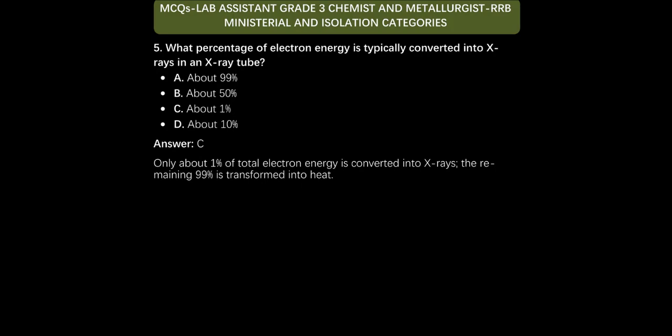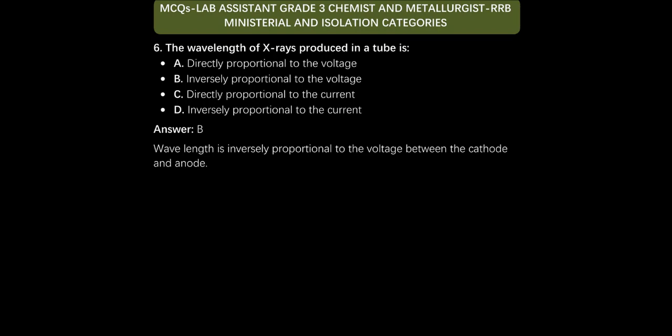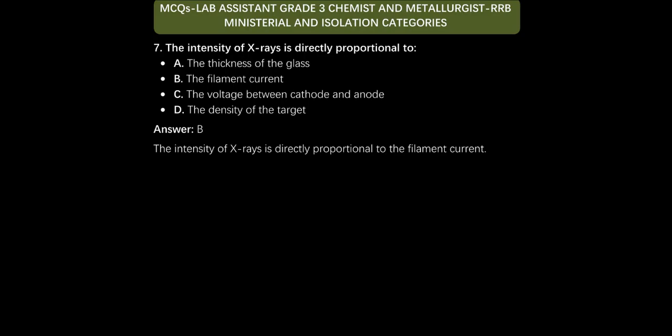What percentage of electron energy is typically converted into X-ray in an X-ray tube? Option C, about 1%. The wavelength of X-ray produced in a tube is option B, inversely proportional to the voltage. The intensity of X-ray is directly proportional to option B, the filament current.